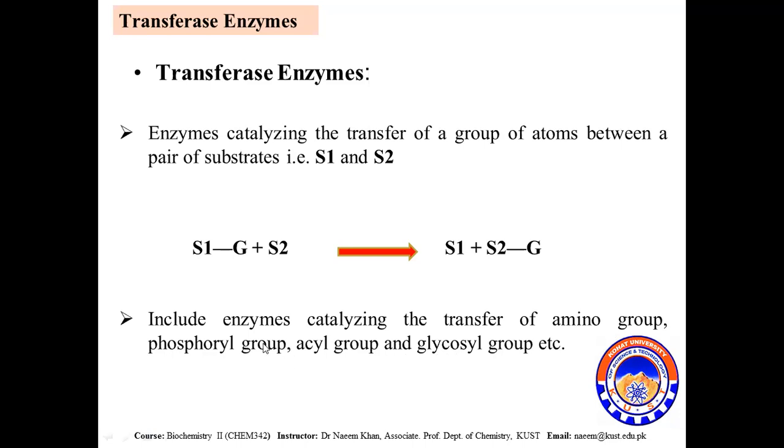These four are the main groups whose transfers, for example the transfer of amino group, phosphoryl group, acyl group, and glycosyl group, are catalyzed by the transferase enzymes. And these are transferred from substrate 1 to substrate 2, and such reactions are catalyzed by the enzymes known as transferase enzymes.